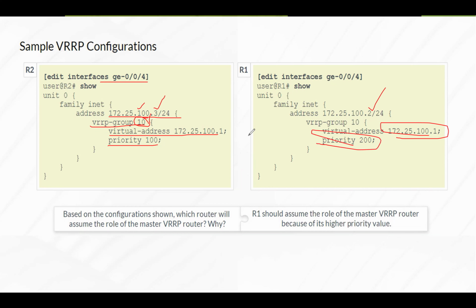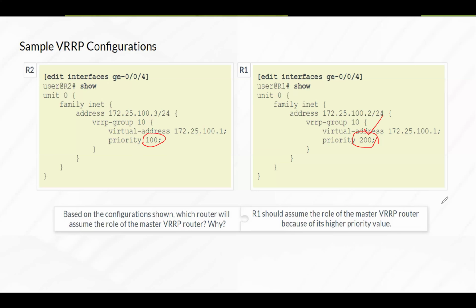So which one will be the master router, router 1 or router 2? You configure router 2 with priority 100 and router 1 with priority 200. So which one will be the master router? Router 1 will be the master router because its priority value is higher.